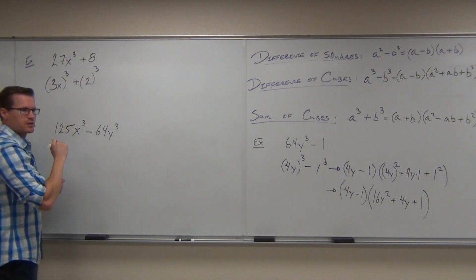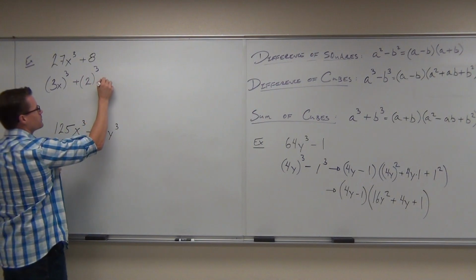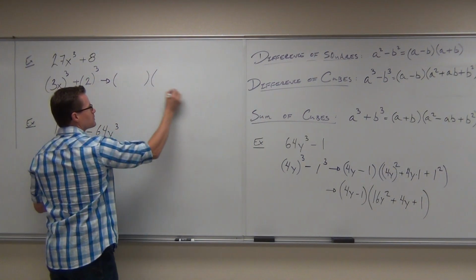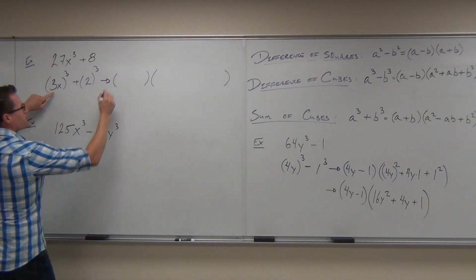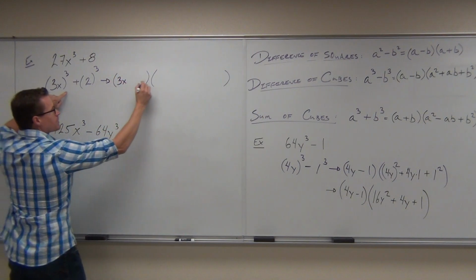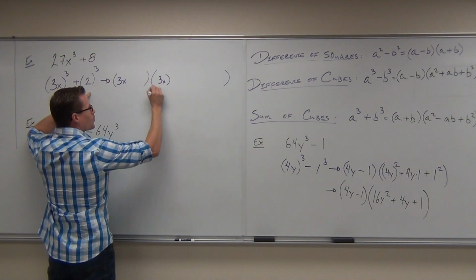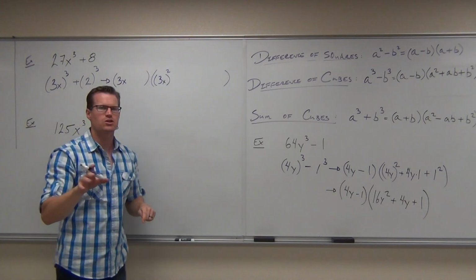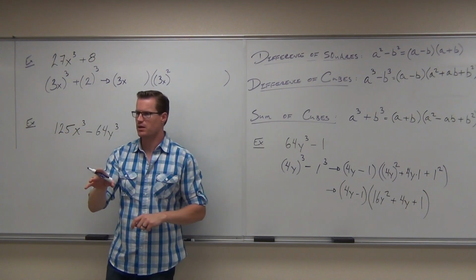Did you recognize that? Yeah. 27x to the third plus 8. Hey, we got it. Small factor. Big factor. First thing goes first. First thing squared goes first. What I want to make sure you did is you put the 3x in parentheses. Did you do that?